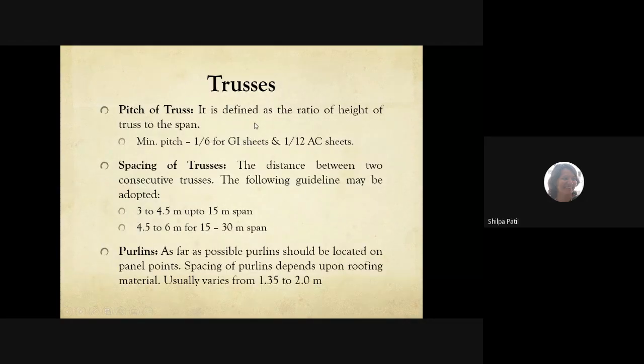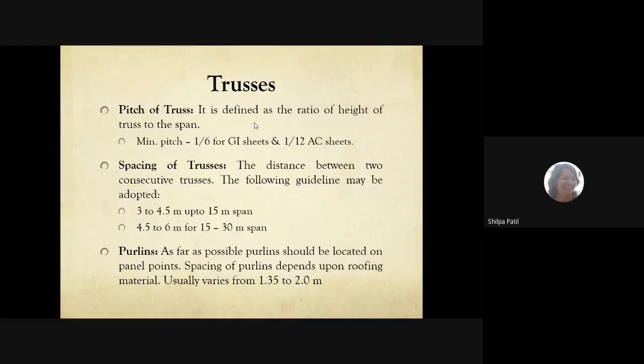In case of parallel chord, there will be no slope, but still there will be a pitch. That's why the word is used, pitch of the truss. Now there are certain limitations for providing a pitch, meaning how much should be the ratio of the height of the truss to the span of the truss.